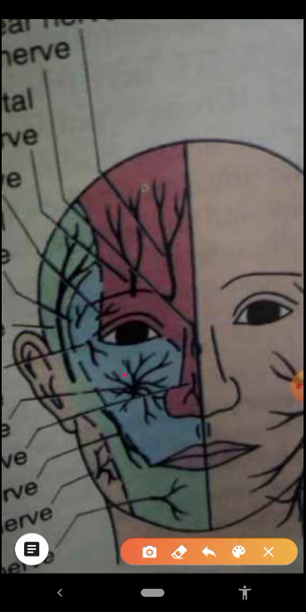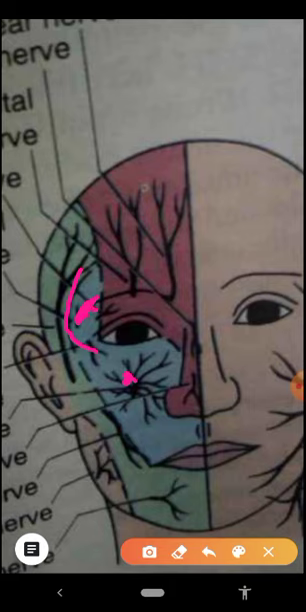For the maxillary division, I have already told you that it has just three branches. The first branch is the infraorbital branch. Infraorbital means infraorbital. This one is the infraorbital branch. This is the zygomaticofacial and this is the zygomaticotemporal. Let me tell you details about each.